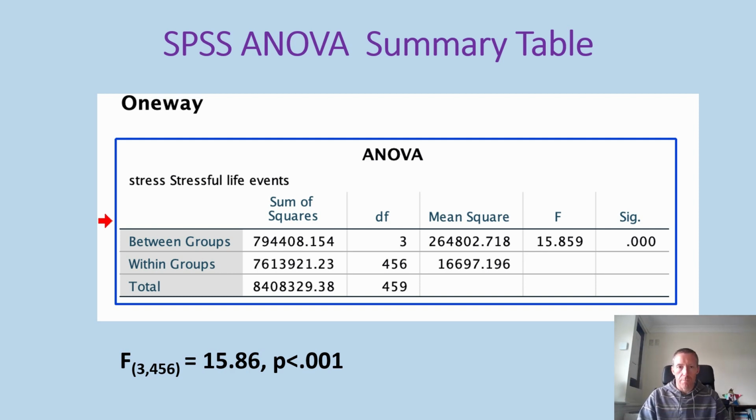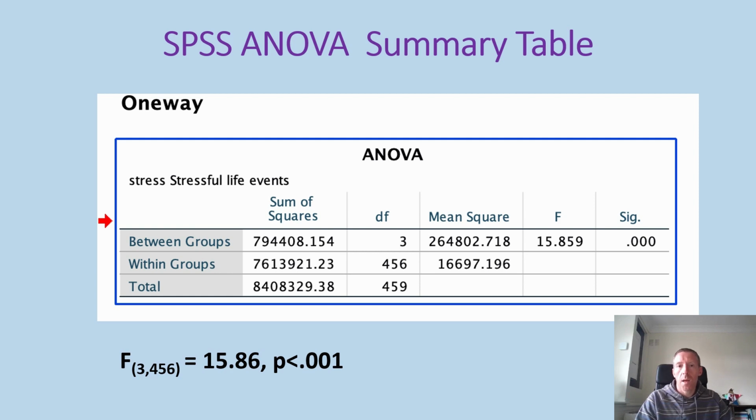If you look at that first column, between groups, if you take 794,408.154 and divide it by 3, which is its respective degrees of freedom in the next column, you get the mean square, 264,802.718. And then if you take the within groups sum of squares, 7,613,921.23, and divide that by its respective degrees of freedom, which in this case is 456, you get the mean square in the next column, which is 16,697.196.